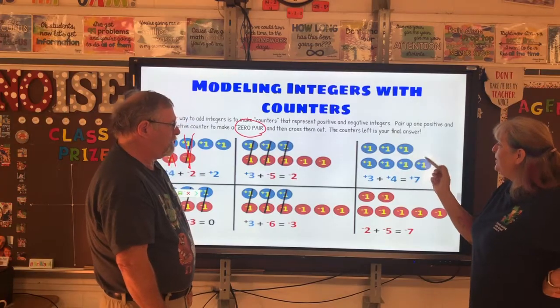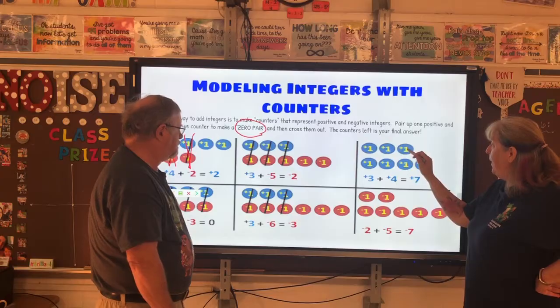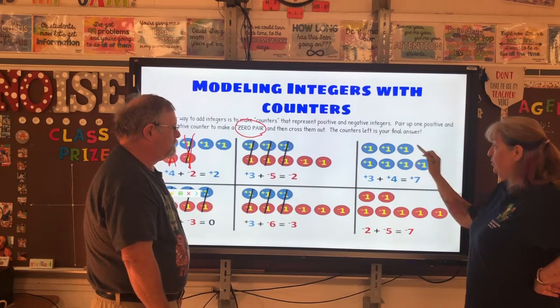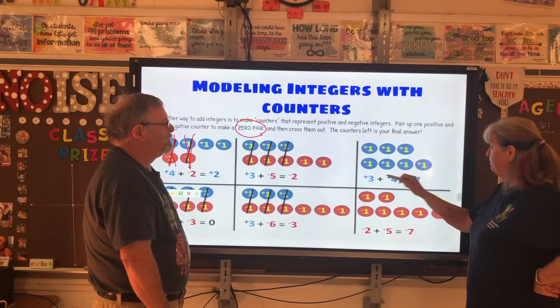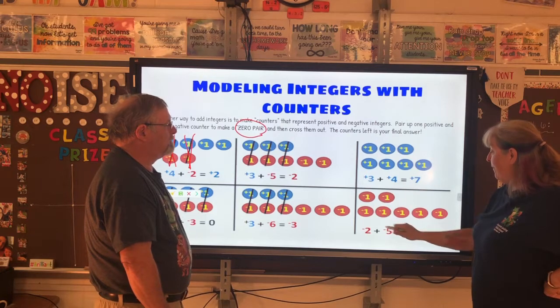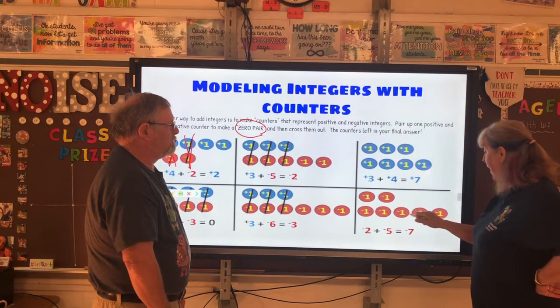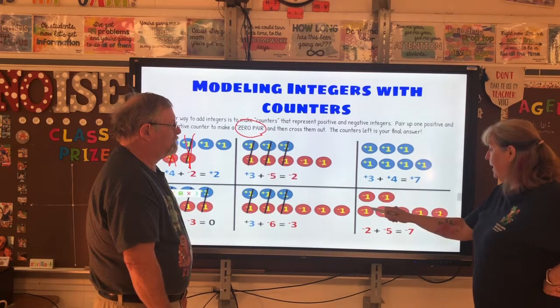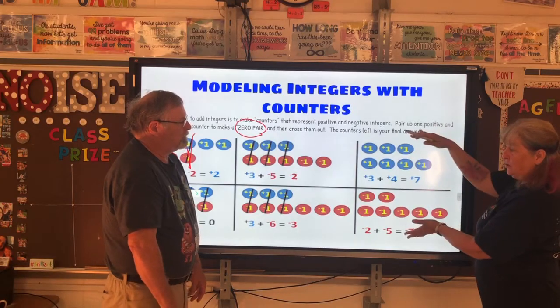What are you going to do there? Well, this is kind of what we've already learned back in elementary school. If you have 3 positives and 4 positives, you just add them up. They're the same sign, so you add and keep the sign. 3 plus 4 is 7. Same thing down here, we have all negatives, so we're going to add them up. We have 2 negatives and 5 negatives. Adding those up, we have a total of 7 negatives. We didn't even have to have any 0 pairs on these 2 examples.